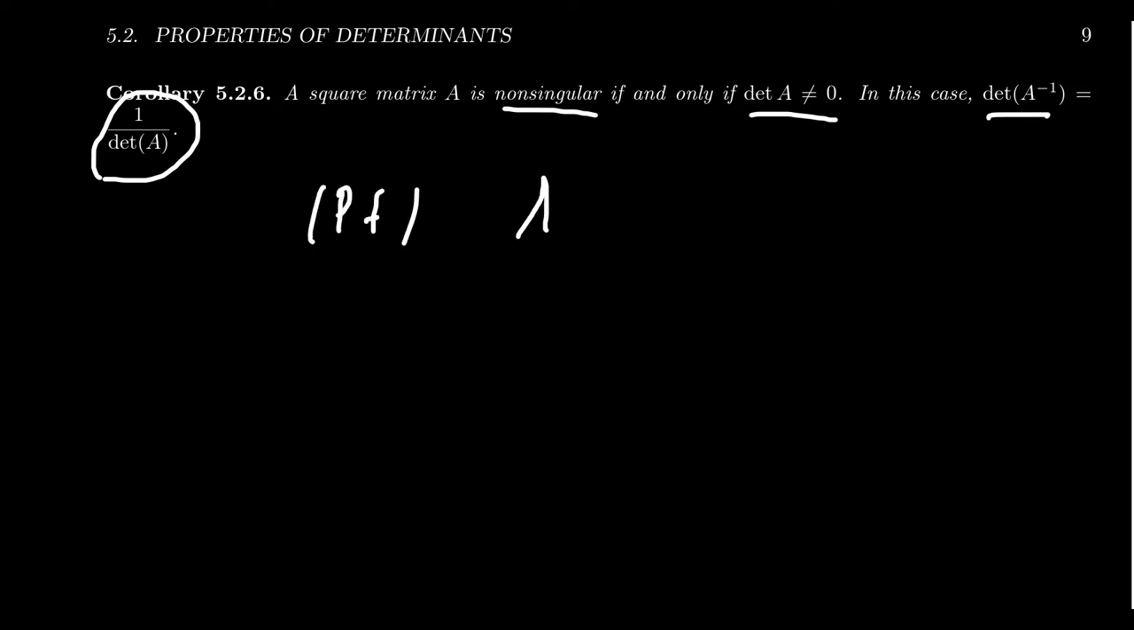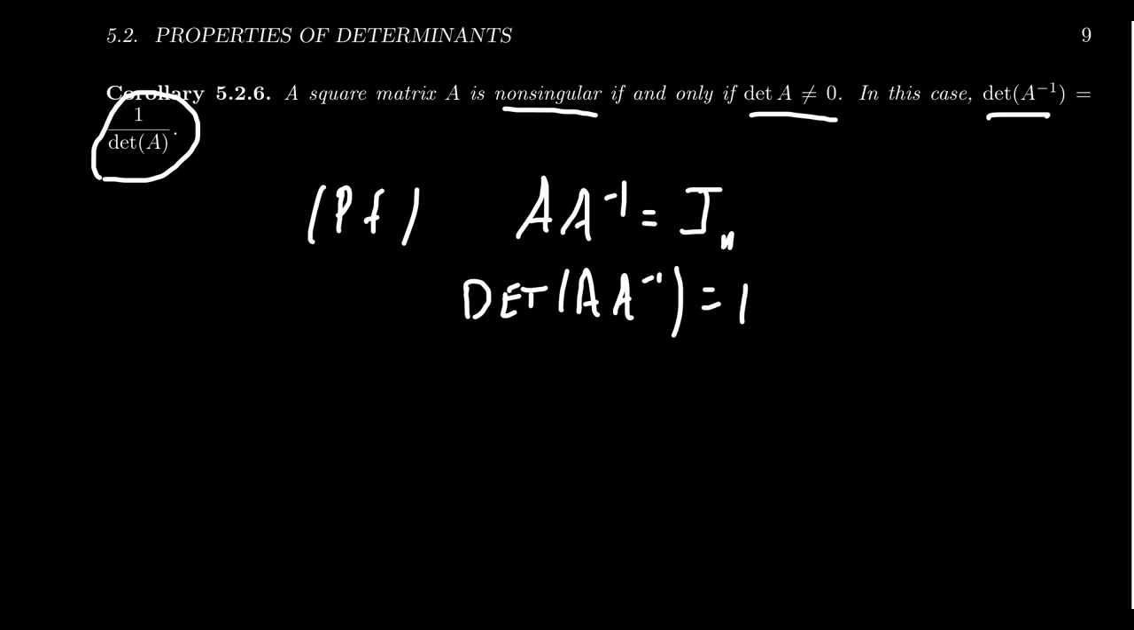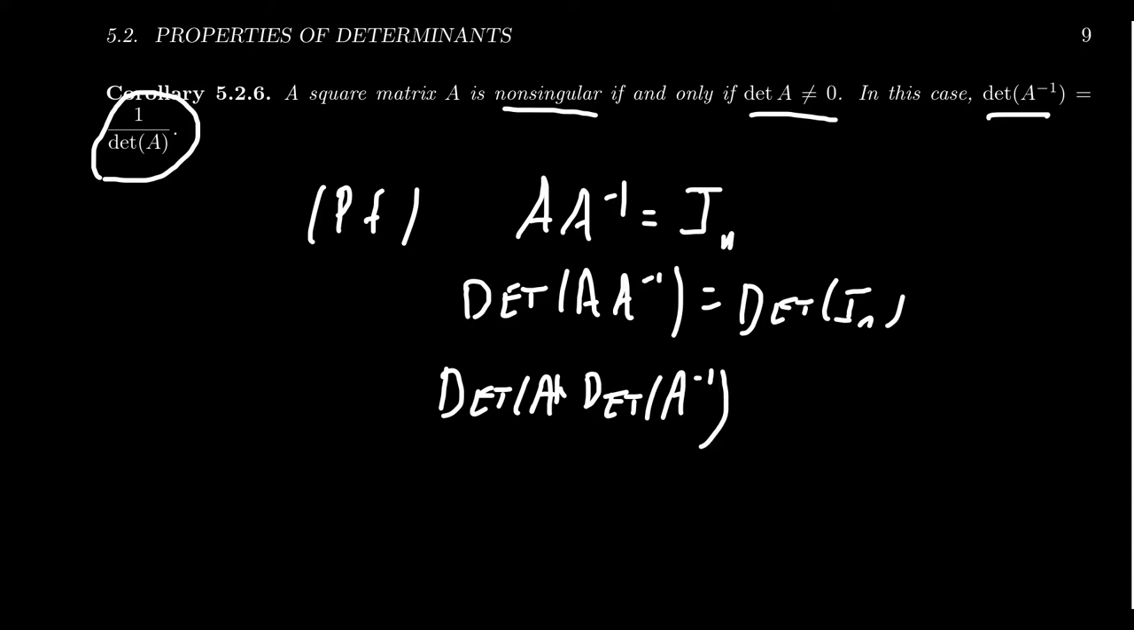If a matrix is non-singular, that means there exists an inverse, so that its product equals the identity. If you take the determinant of both sides, you get the determinant of A times A inverse, and the determinant of the identity. Because of the factorization property, the left-hand side becomes the determinant of A times the determinant of A inverse. And then what's the determinant of the identity matrix? Like we talked about in the previous lecture, if you have a triangular matrix, which diagonal matrices are, the determinant is just the product of the diagonals. The identity matrix is diagonal with ones along the diagonal. So the determinant of the identity is always equal to 1.